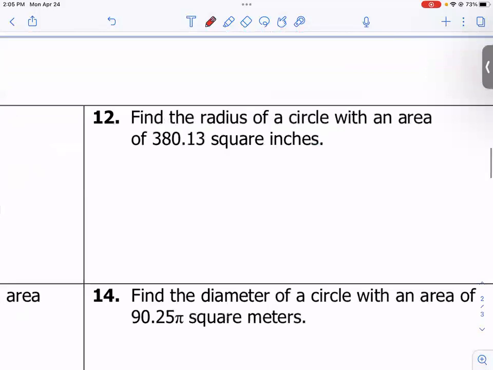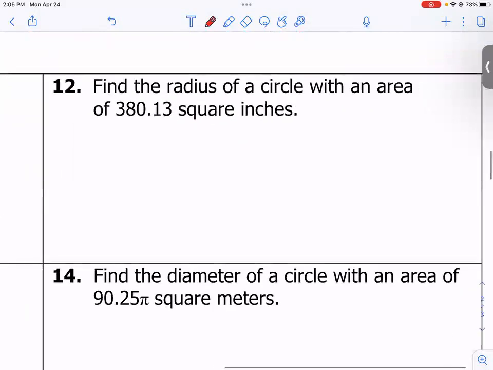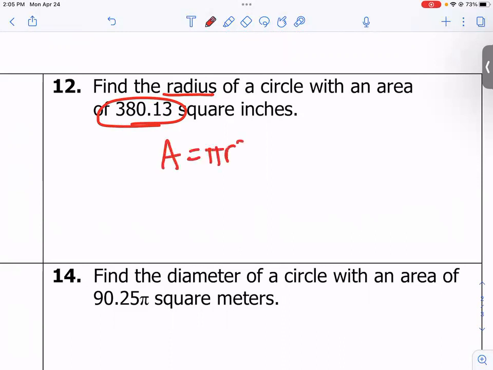Let's talk about number 12. I want to find the radius of a circle with this area. Okay. Well, if this is our area, right here, where the rulers always are, it got knocked down. You're about 2 seconds away from sitting up here by yourself.